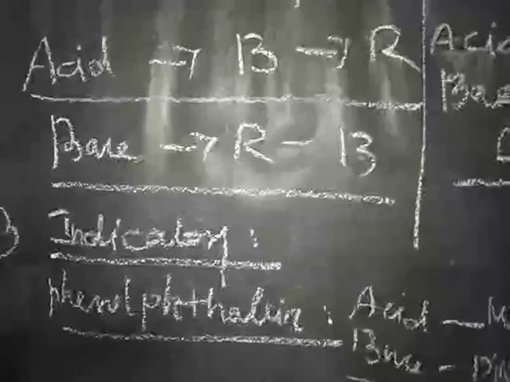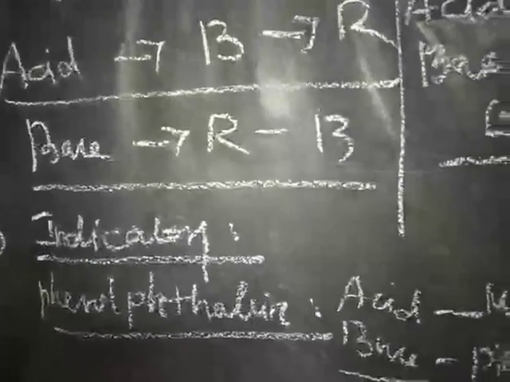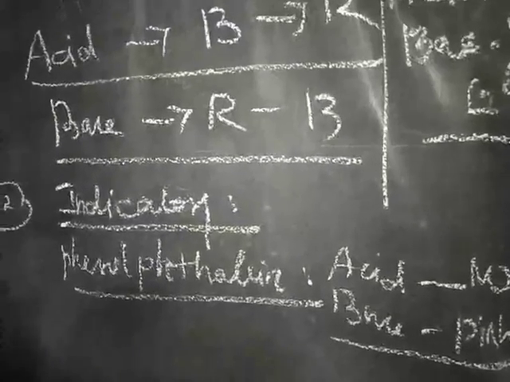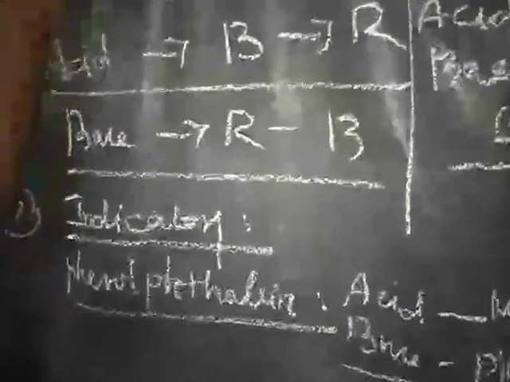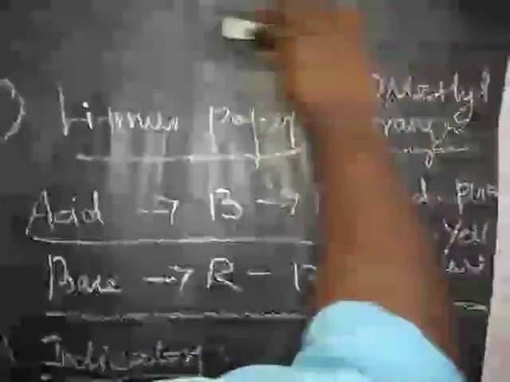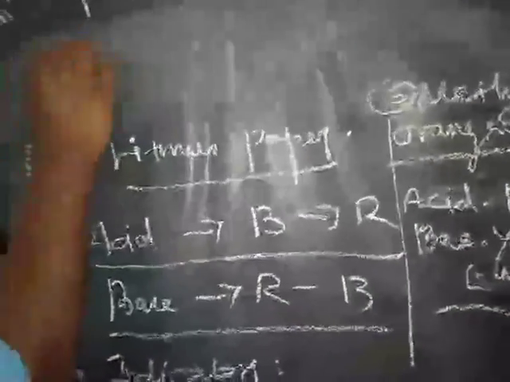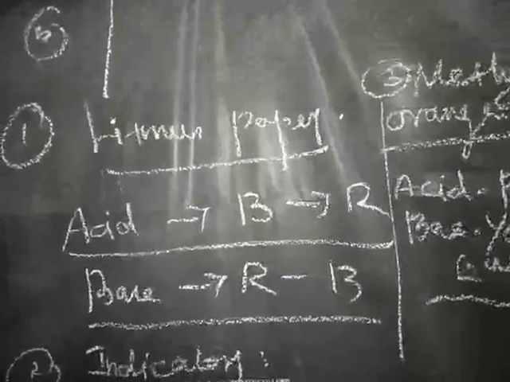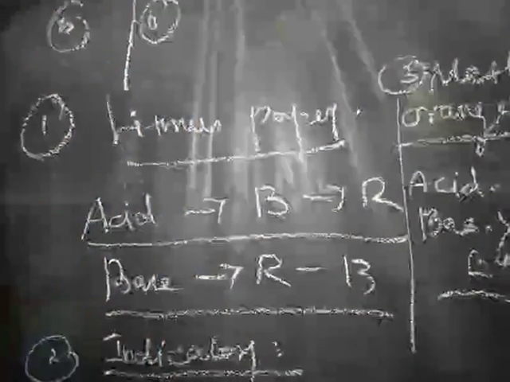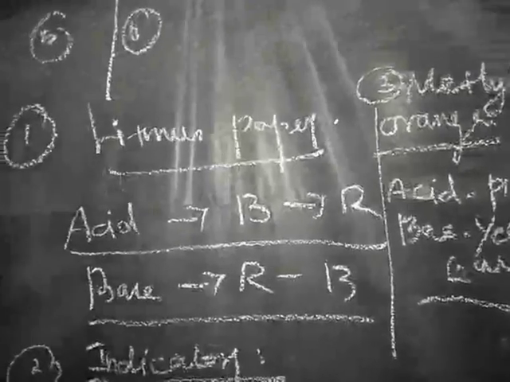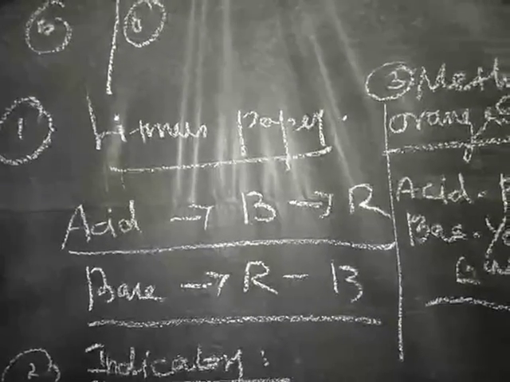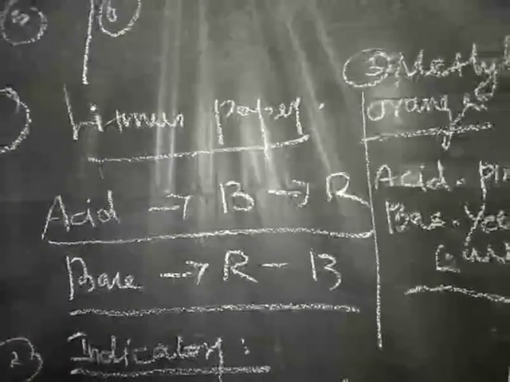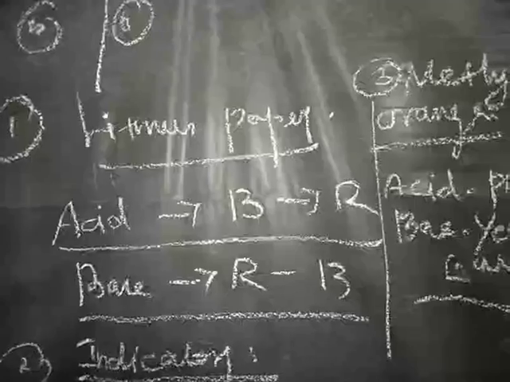The remaining part we will see in the next class. Today's homework. Question number 5: define base, and give examples. Question number 6: define aqua regia, and give its uses.